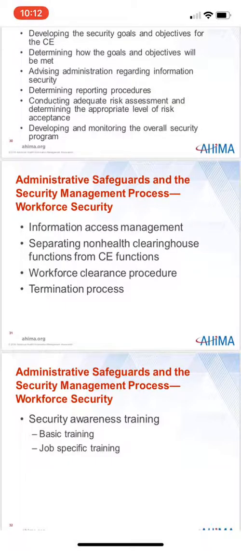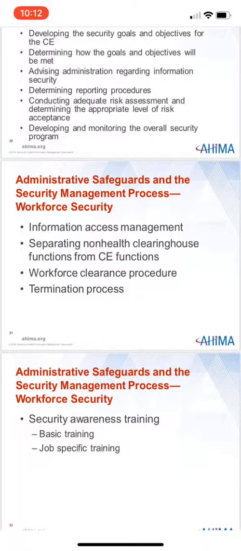Information access management involves implementing policies and procedures to determine which employees have access to what information. One of the ways a healthcare clearinghouse can accomplish this is to isolate PHI from the rest of the clearinghouse information. Some healthcare clearinghouses are owned and operated by large corporations that conduct business in many different industries. To protect the ePHI, it must be completely separated from the non-health clearinghouse segments of the business.